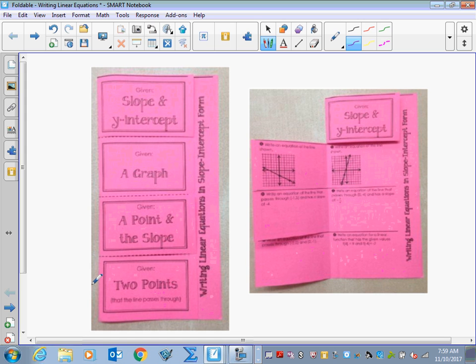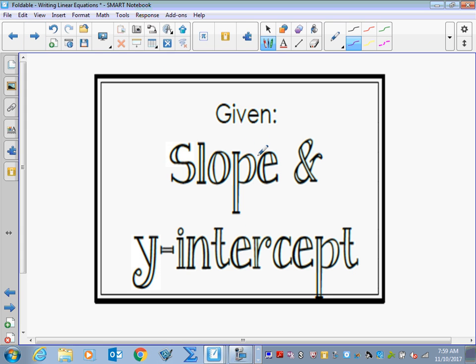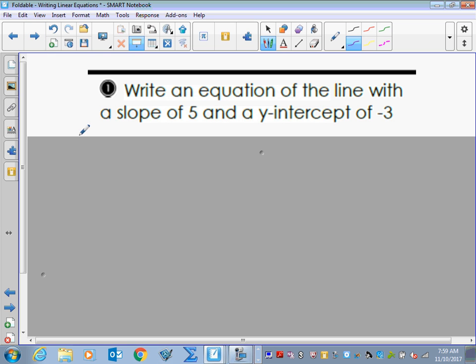So there are going to be 3 different situations that you're going to have to be able to arrive to get the equation in slope-intercept form. Okay, so you'll be given just different situations. All right, so here's the first one.